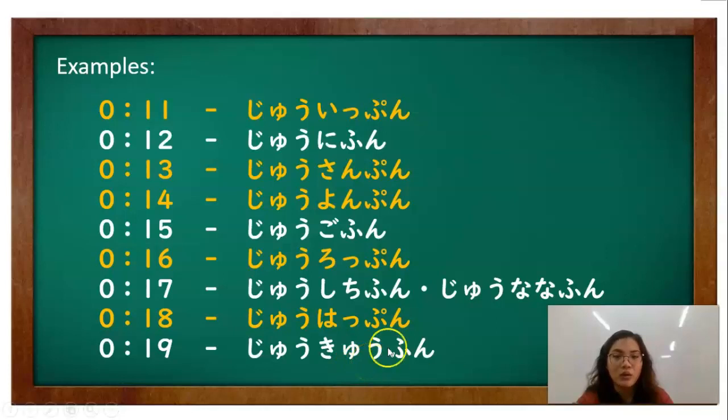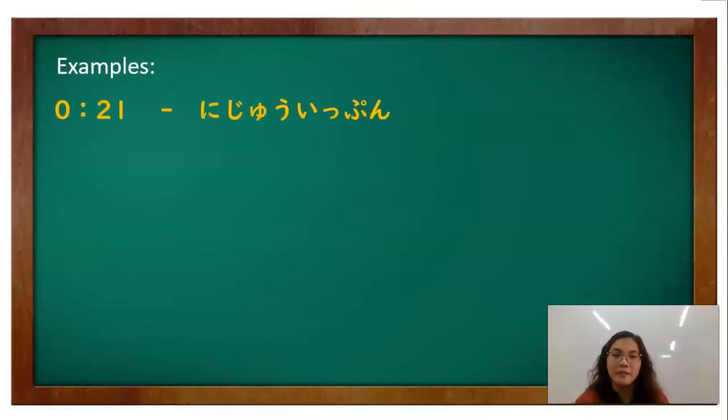So again, 11 to 19 minutes is read as Ju Ippun, Ju Nifun, Ju Sangpun, Ju Yongpun, Ju Gofun, Ju Ruppun, Ju Shichifun, Ju Nanafun, Ju Hapun, or Ju Qfun. Only the last part was changed.